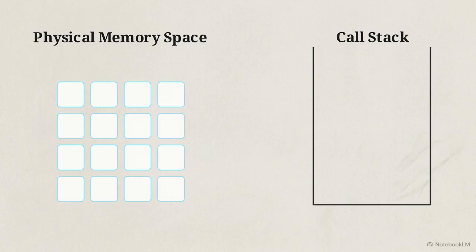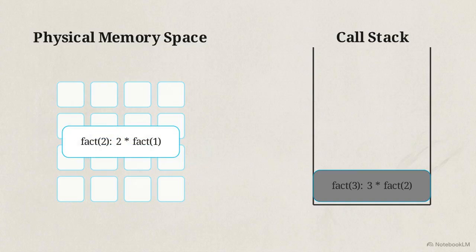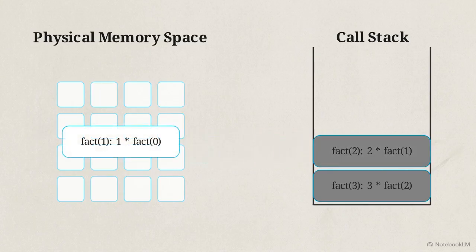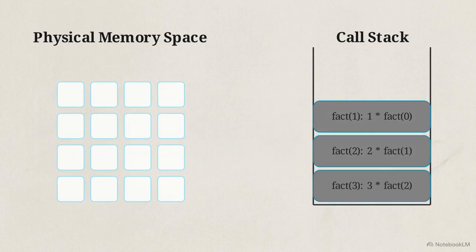call stack. When we execute the factorial of 3, the program creates a frame for that function and pushes it onto the bottom of the stack. Since the system doesn't know the factorial of 2 yet, it has to pause the first equation. It creates a new frame for the factorial of 2, pushes it on top, pauses it, and repeats the exact process for the factorial of 1.